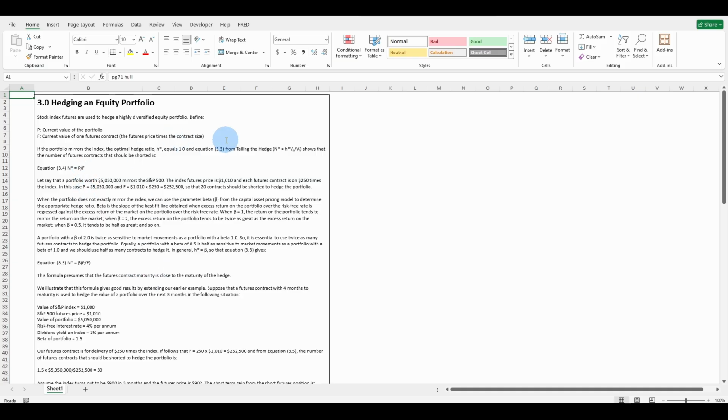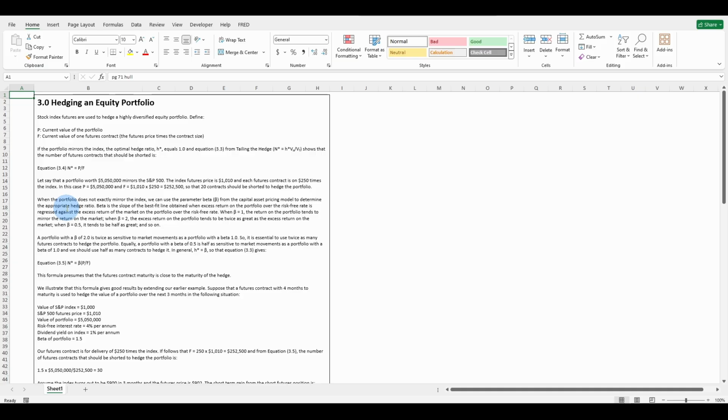So without delving into Finance 101, let's just continue. I'm assuming you have a basic idea of what hedging is, that you know what an equity portfolio is, and you're familiar with the S&P. If not, let me know. I will put together some fundamental courses that explain all this stuff.